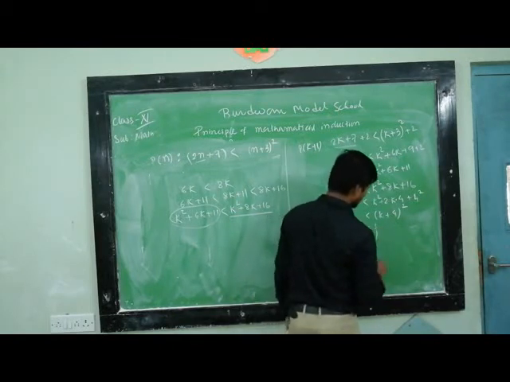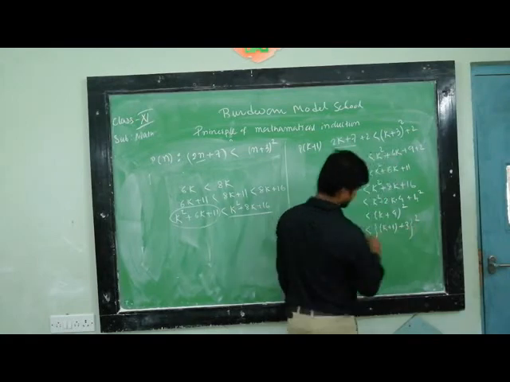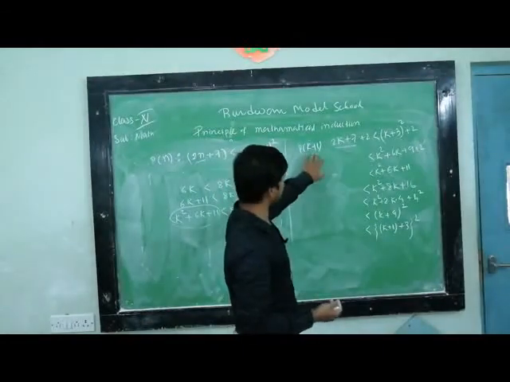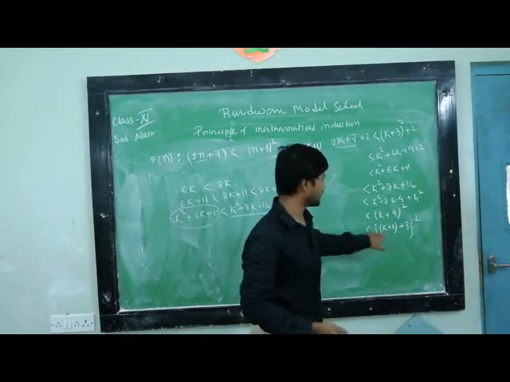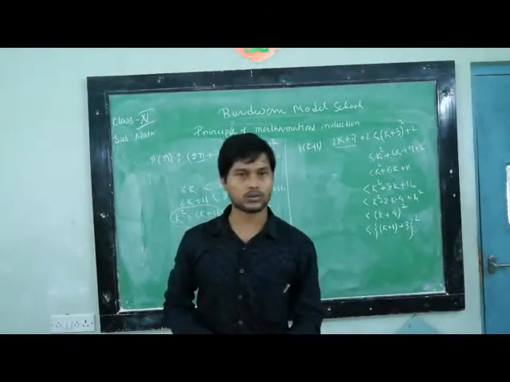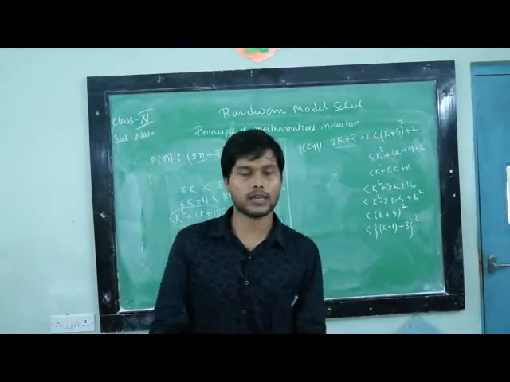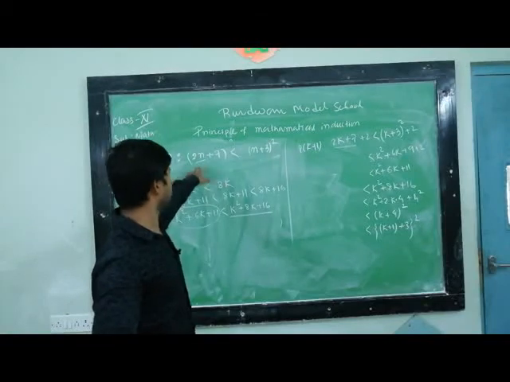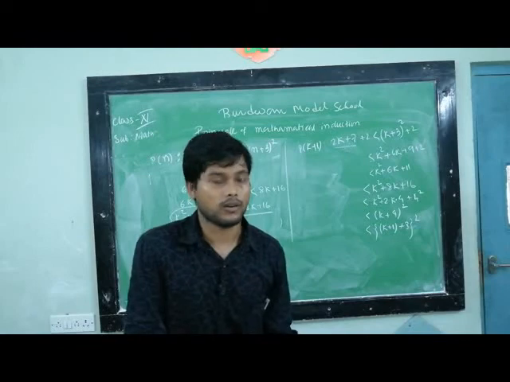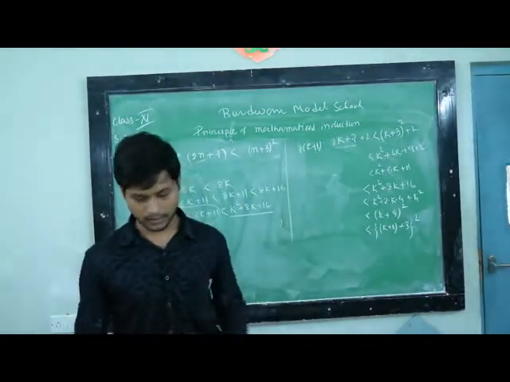That can be rearranged in the form k plus 1 plus 3 whole square. k plus 4 can be written in the form k plus 1 plus 3 whole square. That means p of k plus 1 is less than k plus 1 plus 3 whole square. That means the statement is also true for n equal to k plus 1. Therefore, by principle of mathematical induction, we can say that the statement is true for all values of n, and hence solved.